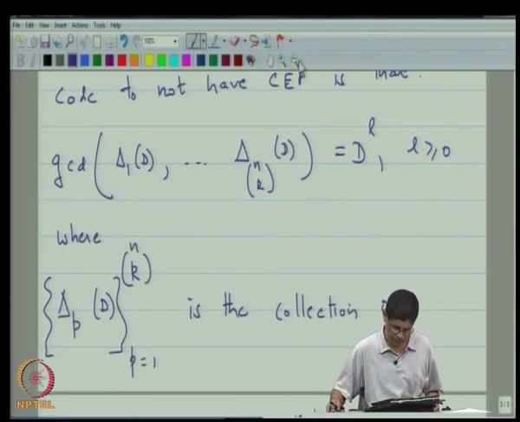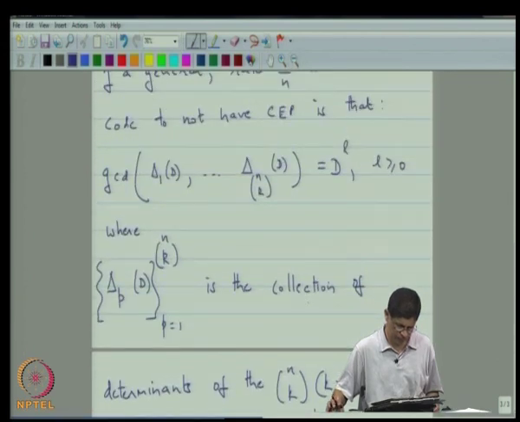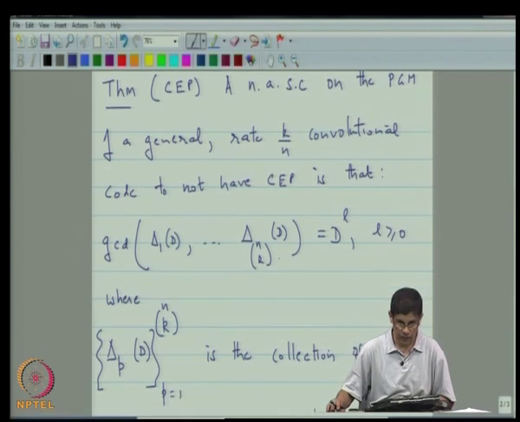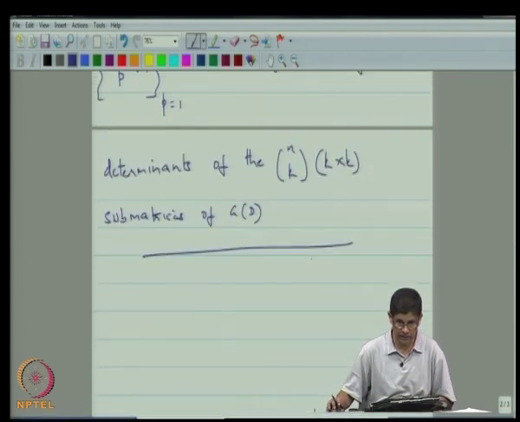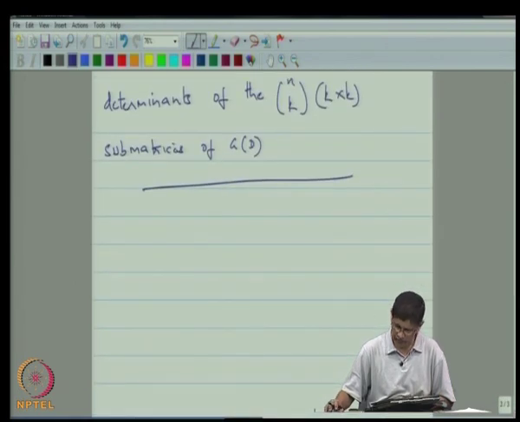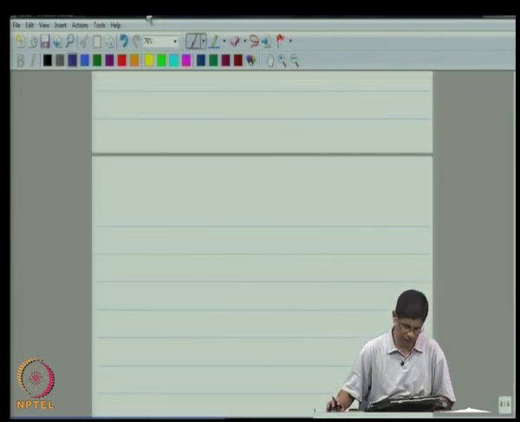So, let us zoom out a little bit. A necessary and sufficient condition is that if you look at all the determinants of the submatrices, then the GCD will be D to the L. I think it will become clear once we look at an example.